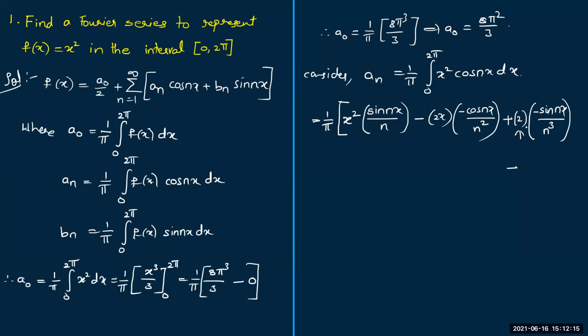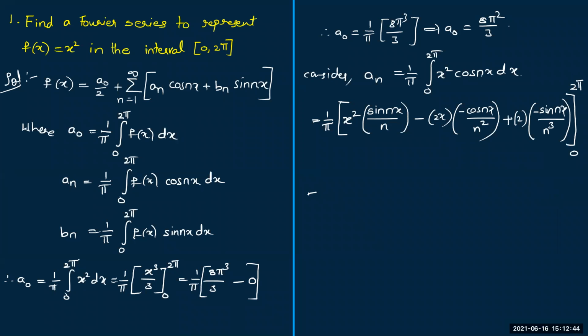We need to differentiate this 2. But when we differentiate 2, we get 0, and 0 into anything is anyway 0. Not only here, even the subsequent terms become 0. When you get a constant here, all the remaining subsequent terms will be zeros only. Because they are all zeros anyway, I'm not writing them, and I'm stopping here. Right? The limits are from 0 to 2 pi.